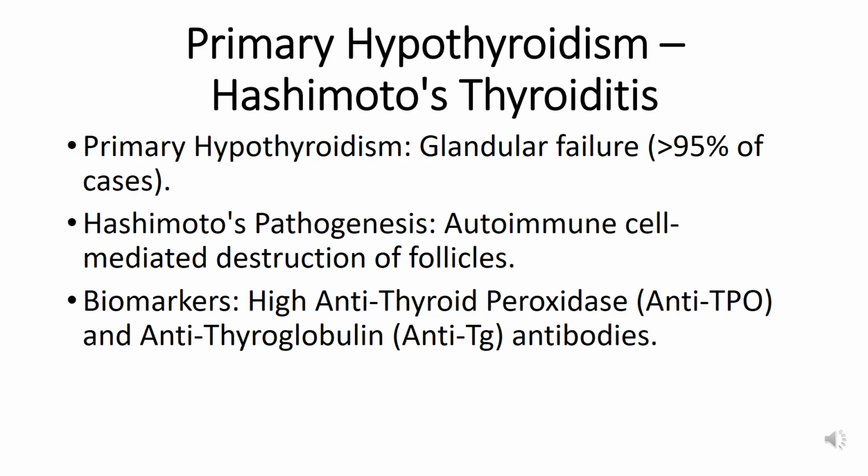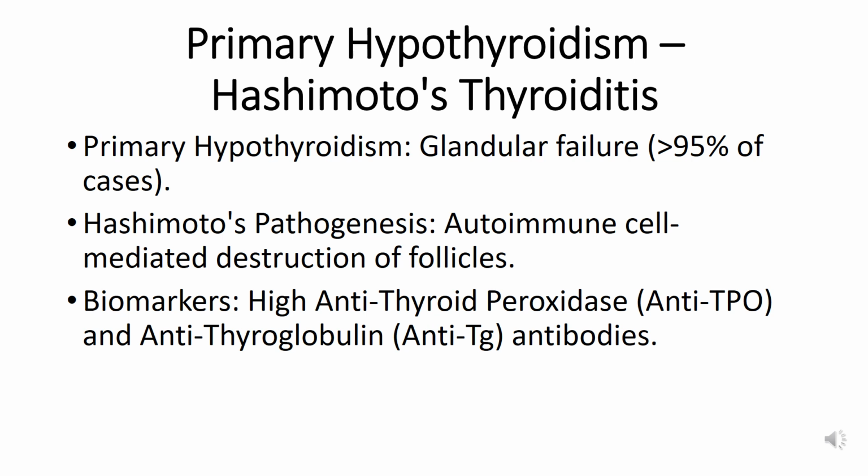Two important biomarkers are anti-thyroid peroxidase antibodies, commonly called anti-TPO antibodies, and anti-thyroglobulin antibodies, known as anti-TG antibodies. Anti-thyroid peroxidase antibodies are the most sensitive and commonly detected marker. They target thyroid peroxidase, the enzyme responsible for several critical steps in thyroid hormone synthesis. Anti-thyroglobulin antibodies target thyroglobulin, the protein scaffold used to produce thyroid hormones. High levels of these antibodies strongly support the diagnosis of autoimmune thyroid disease.